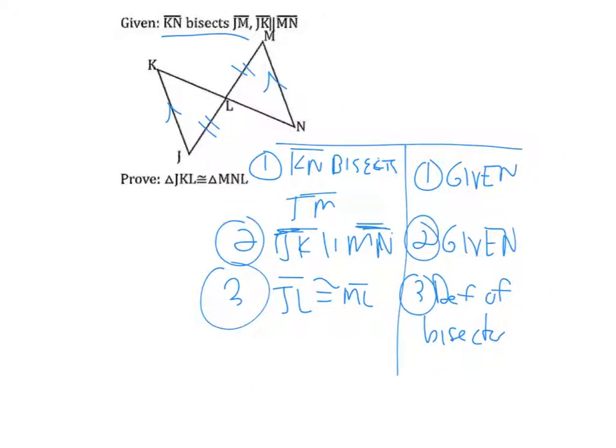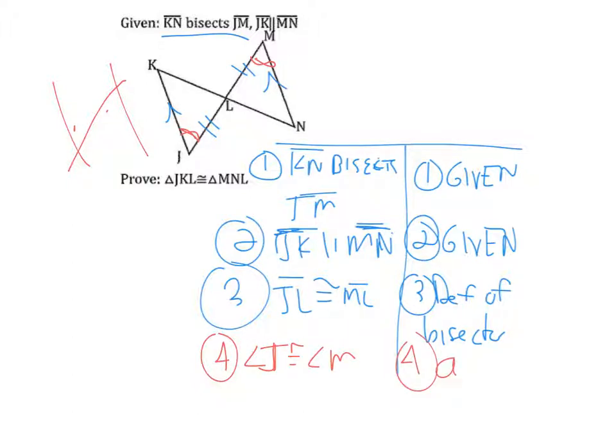Now, remember, like we have said before, if you've got parallel lines, they're trying to get you to think about something. I would think that if I've got parallel lines cut like that, those two angles are going to be congruent because they are alternate interior angles. So I'm going to say angle J is congruent to angle M by alternate interior angles.